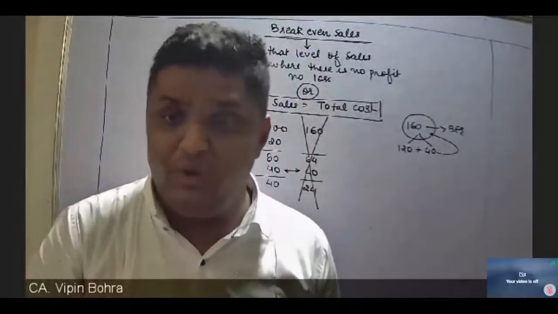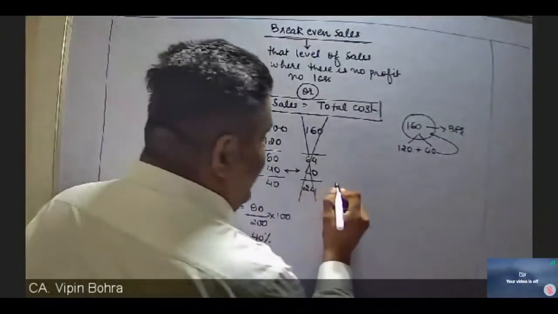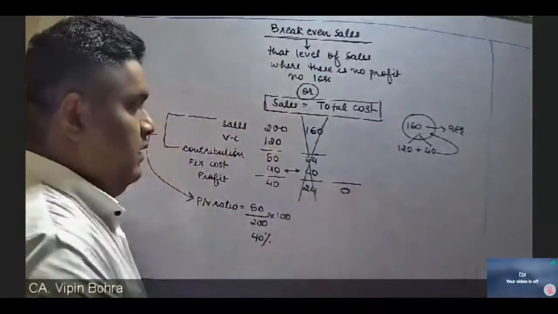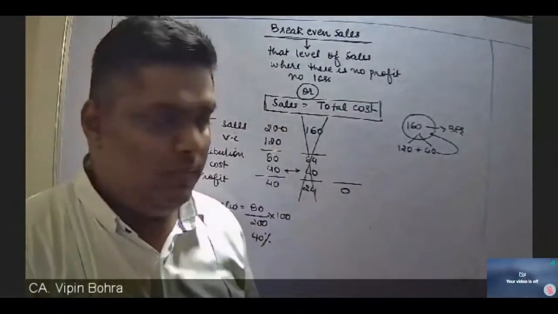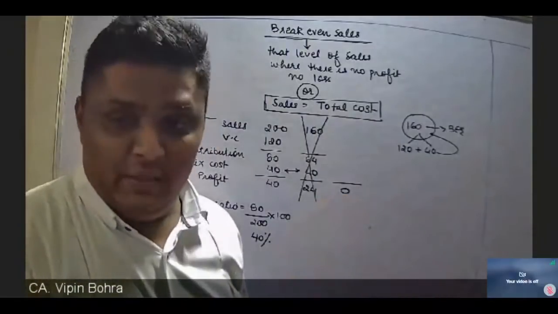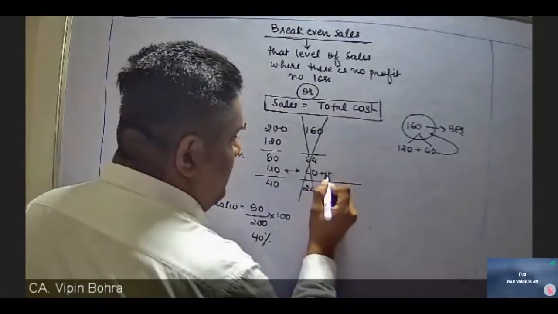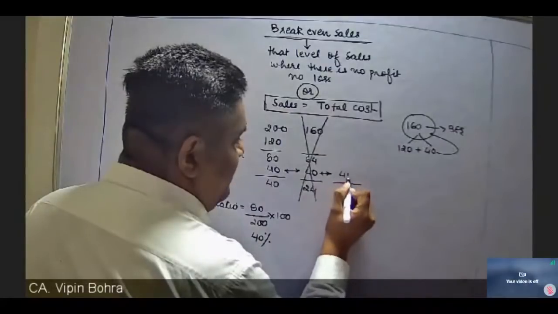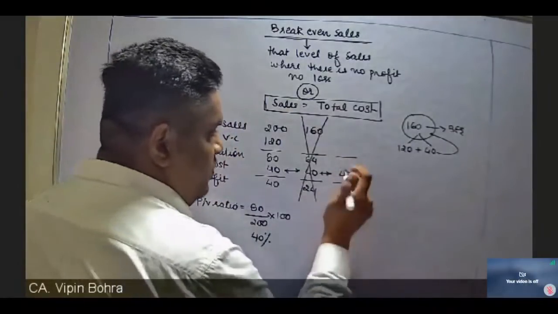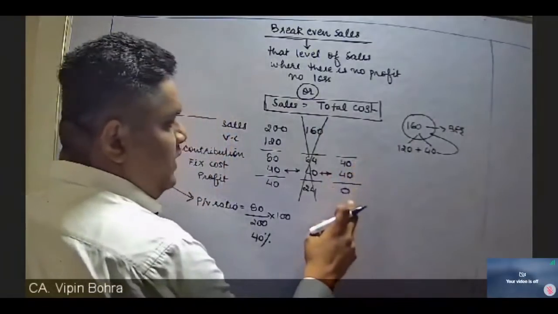Now how to calculate break-even sales? Very simple. As I discussed, at break-even sales your profit and loss is what? Zero. Now my fixed cost will remain constant at all levels of sales. So 40 will be my fixed cost. This minus 40 should be 0. Very simple. 40 minus 40 should be 0.